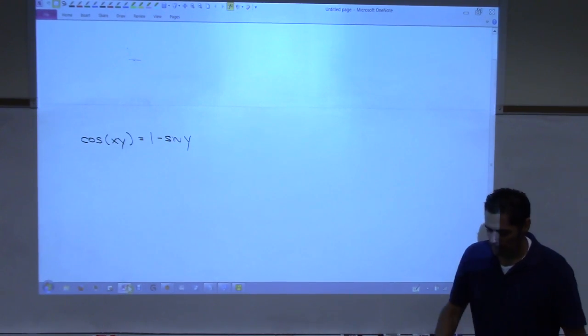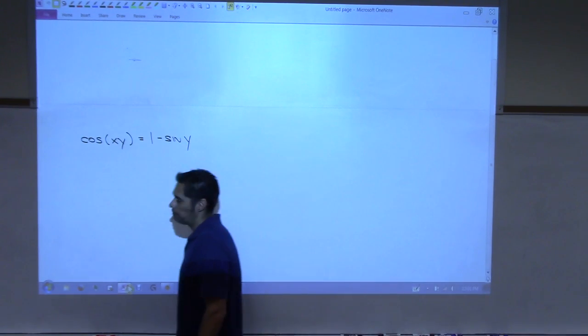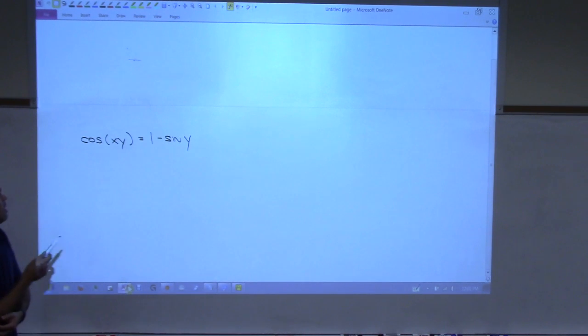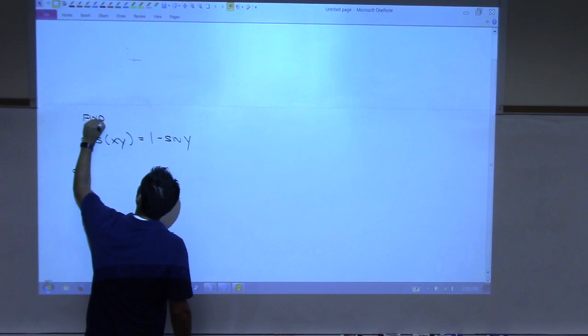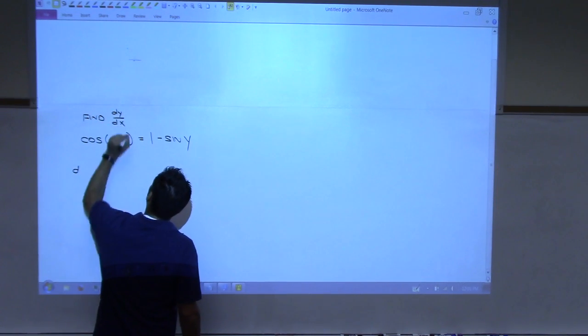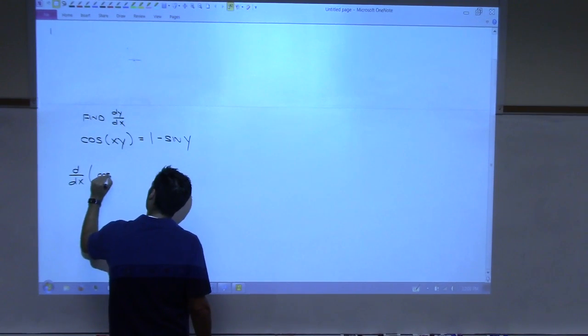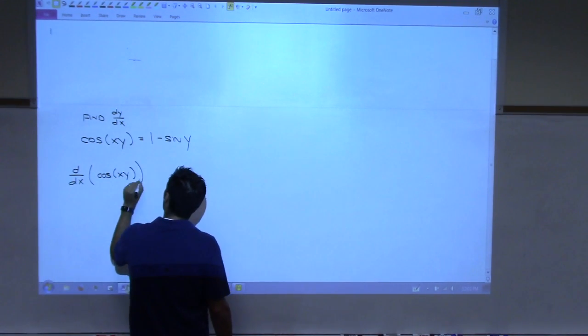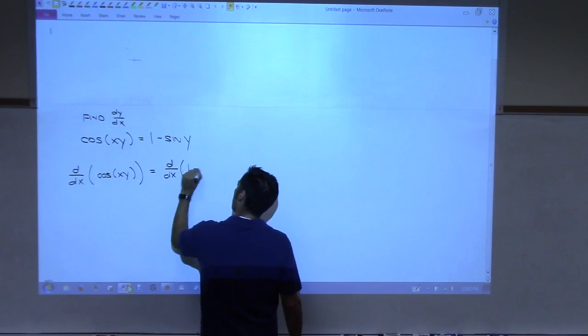So with the xy, that's not a constant. That's x times y. Chain rule or product rule inside of it. Yes, yeah. So let's take a look. I'm going to take the derivative on both sides to find dy dx. So I'm going to take the derivative with respect to x of cosine of xy, and that must equal the derivative with respect to x of 1 minus sine y.